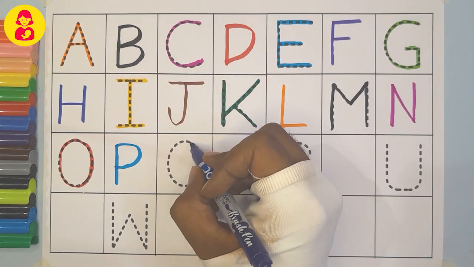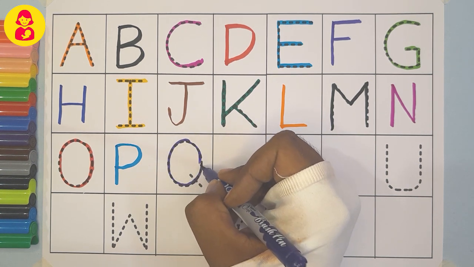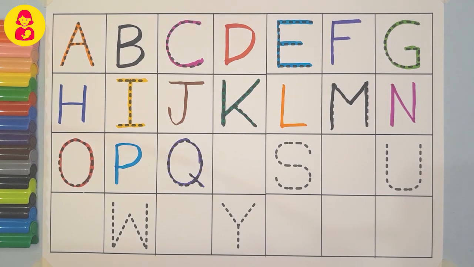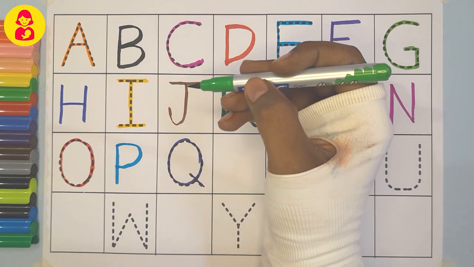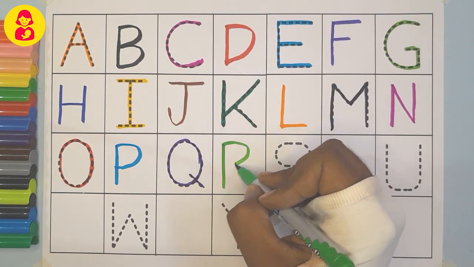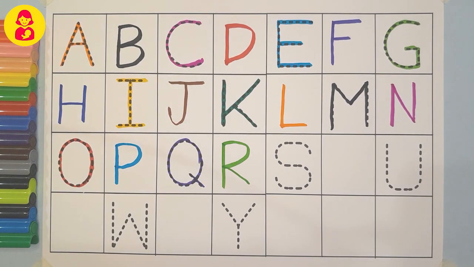Violet color. Q. Q for queen. Q for queen. Light green color. R. R for rose. R for rose.